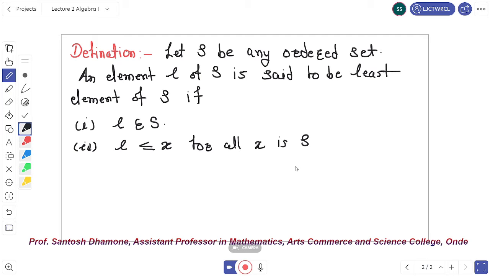From the definition, one can see that the least element, whenever it exists, is unique. Hence we call it the least element.